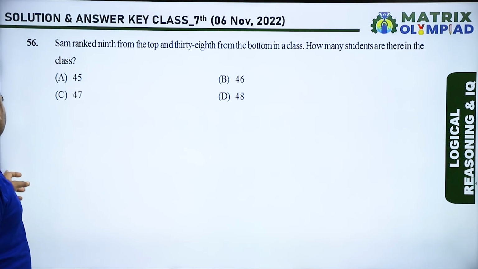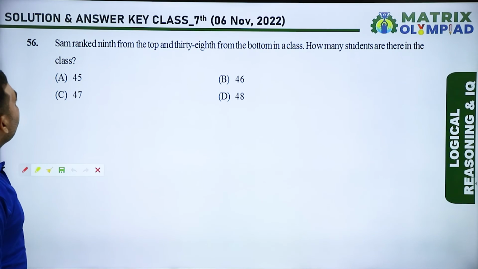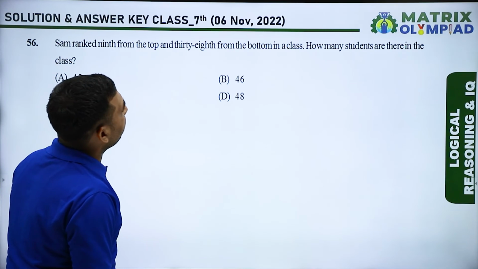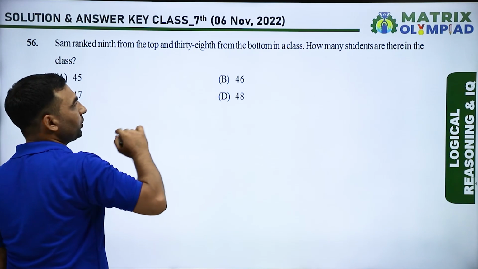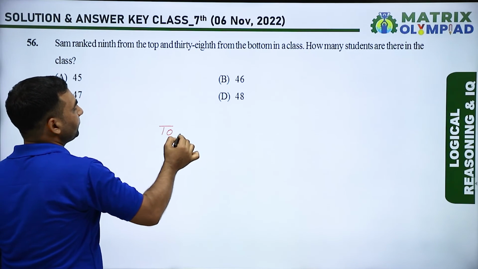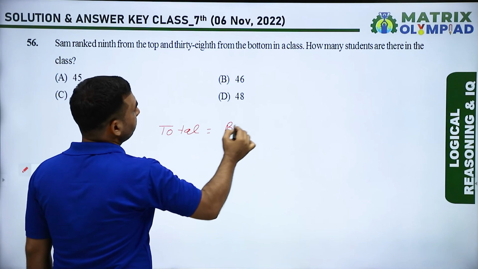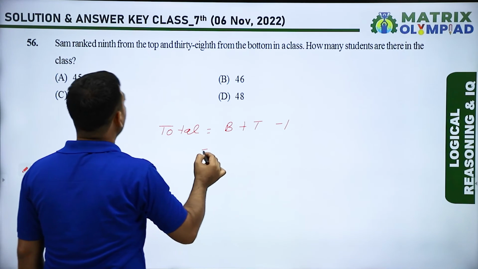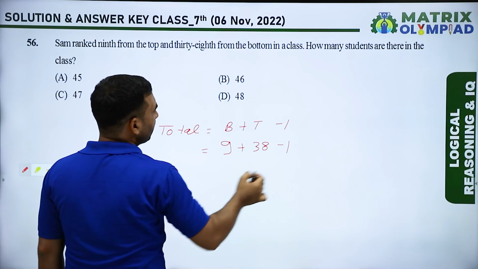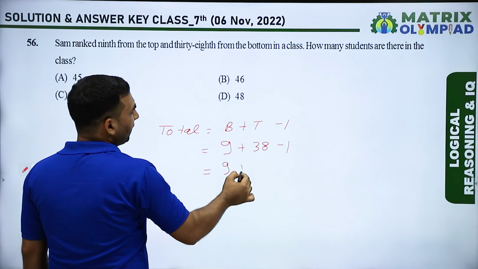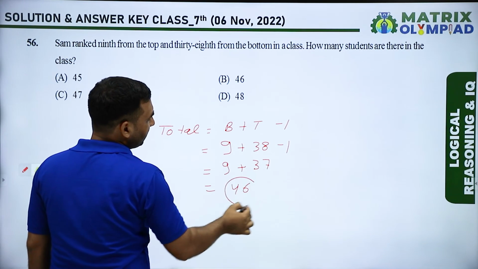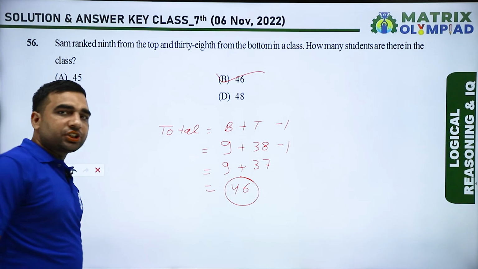Next question is, Nitin is 9th from the top and 38th from the bottom in a class. How many students are there in the class? As you know, the total number of persons is bottom plus top minus 1. 9 plus 38 minus 1 is 46. Option B is the correct answer.